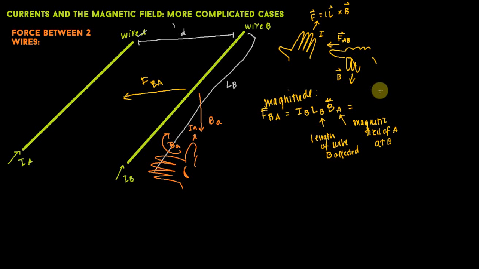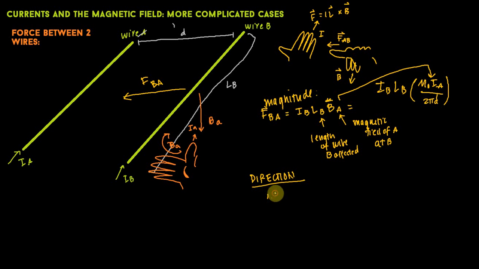And this can be rewritten as I_B L_B times mu naught I_A over 2 pi d. And this is just the magnetic field of A at B, and this is from the Biot-Savart law. So if you're curious about where this comes from or want to learn more about it, then watch that previous video about Biot-Savart. And direction, we figured out by using those two right-hand rules.